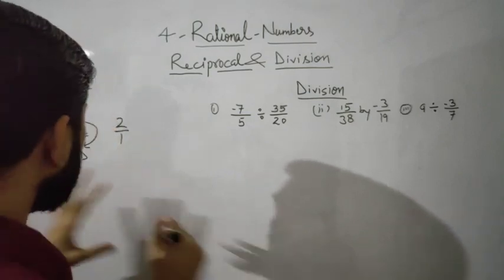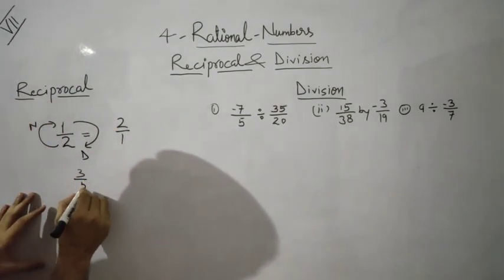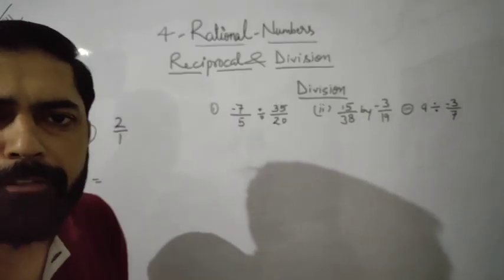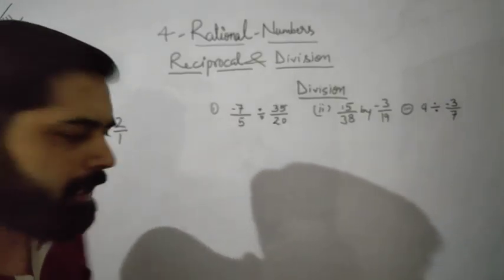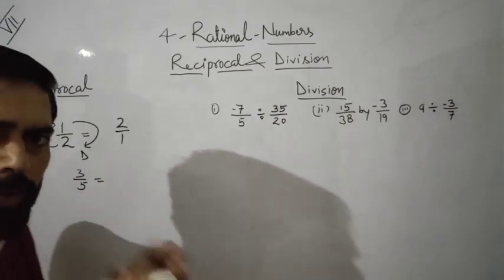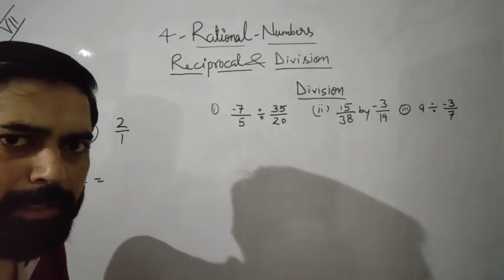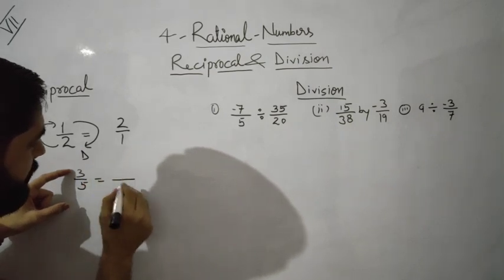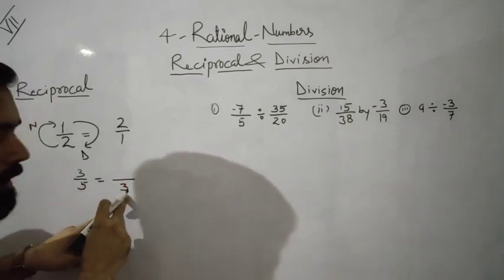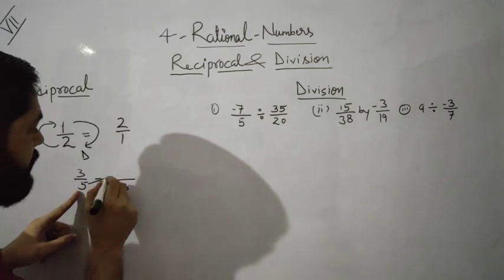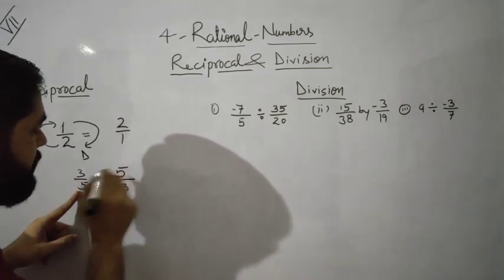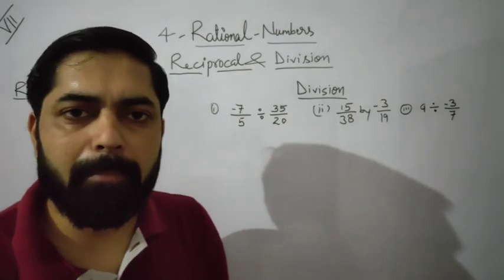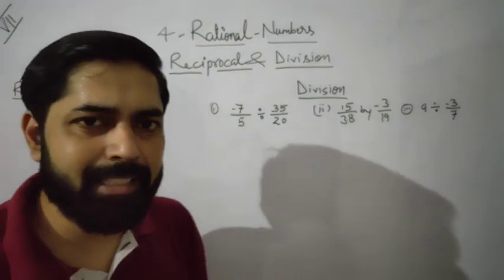Like 3 upon 5. So the question is asking: what is the reciprocal of 3 upon 5? Just how we can find the reciprocal of 3 upon 5: when we write the 3 as the denominator and 5 as the numerator, then we get the reciprocal of the given number.